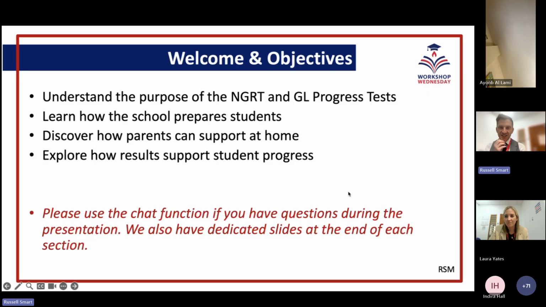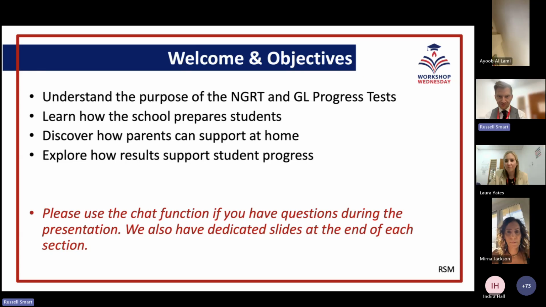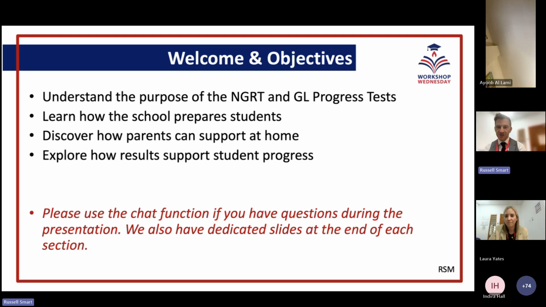So I'm going to make a start by sharing with you what our focus is. Hopefully by the end of the next half an hour, 40 minutes or so, you will leave the workshop with a really good understanding of what the NGRT and progress tests are, but also why we do them in school. We'll talk to you this morning about how we are working with your children so they approach the assessments in a calm and mannered approach. We don't want anyone feeling anxious about them.